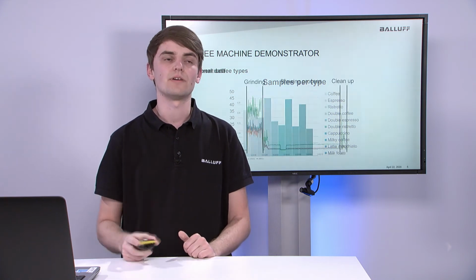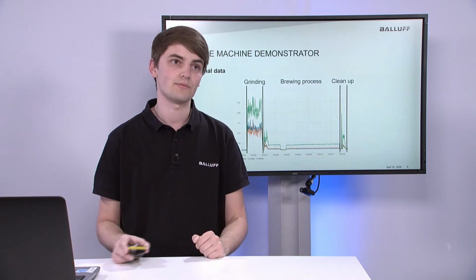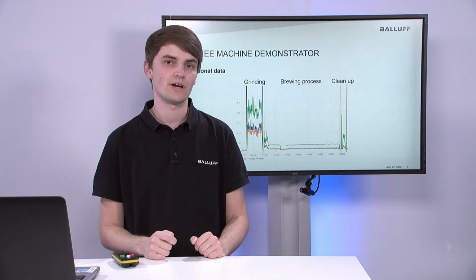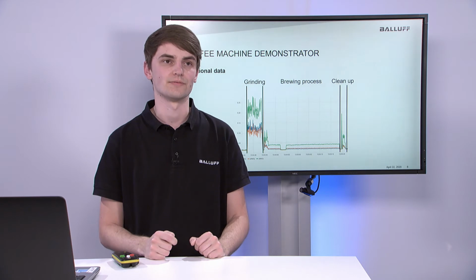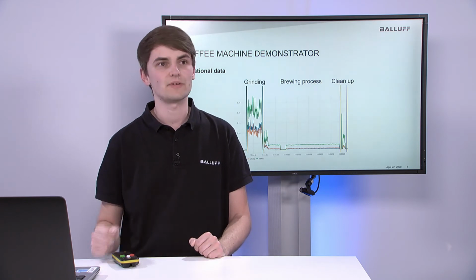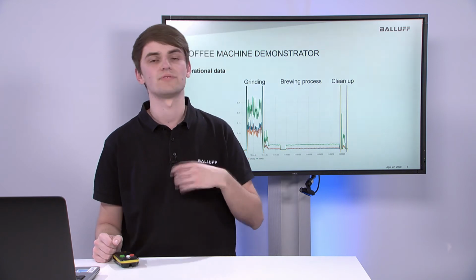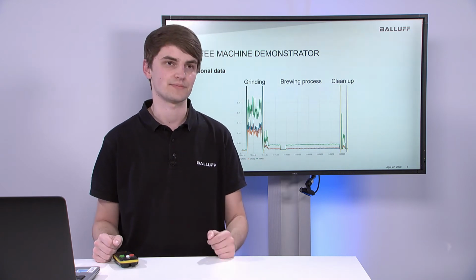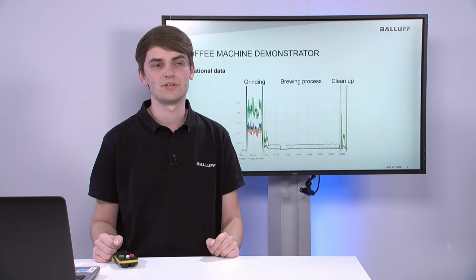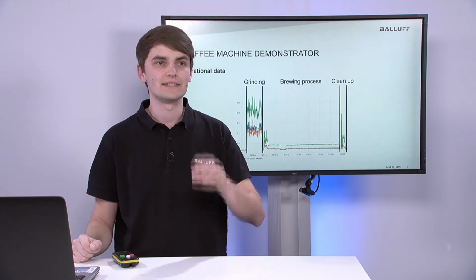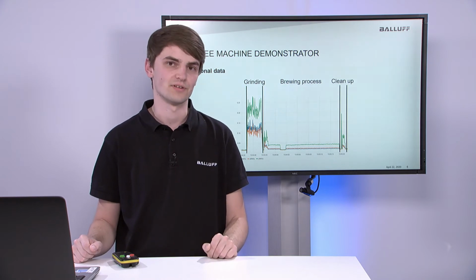The next thing we have is vibrational data. This is a typical coffee where the vibration in 3 axes is shown. You can separate it into 3 phases or processes: the grinding process, the brewing process, and the cleanup phase. And as you see here, in the brewing process you have little changes in your vibration, and this is one typical pattern for a normal coffee.